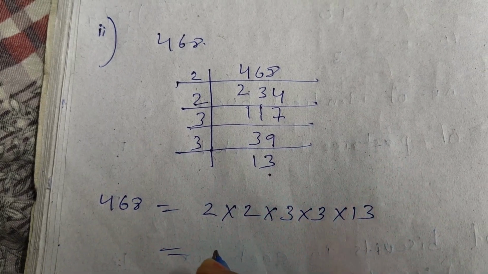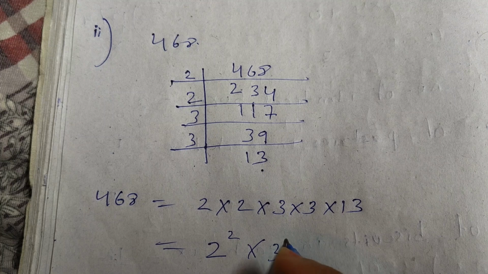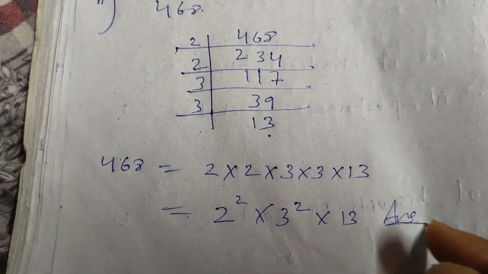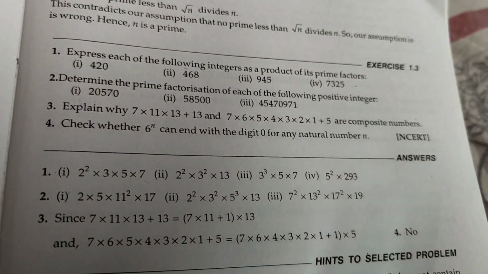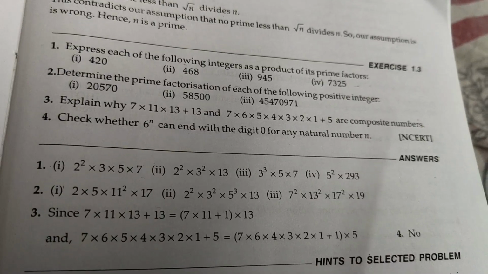So we can write it like this also, 2 to the power 2, and 3 also to the power 2. So this is the answer. Okay. Now question number 3. 945.